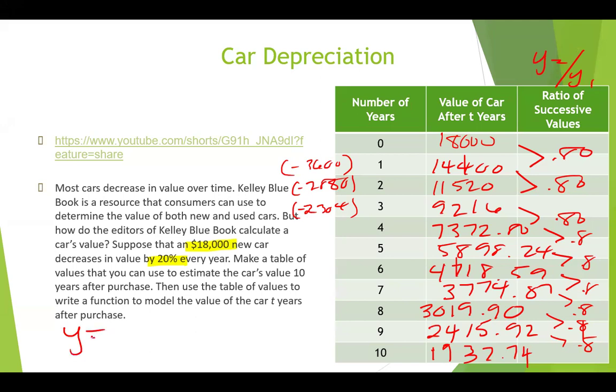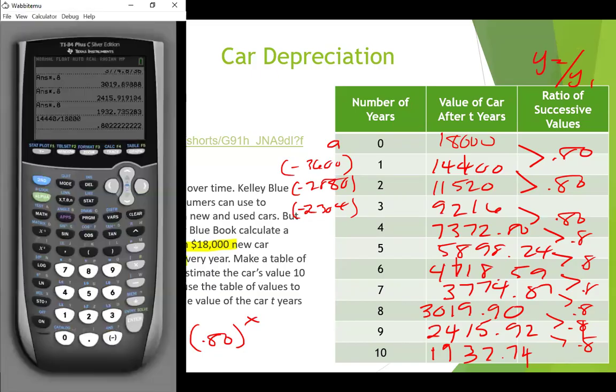So we can write an equation that represents this every single time. So our equation would be y equals, and remember, A is your initial value. What was our A? 18,000. Okay. Your B is your ratio of successive values. What is our ratio? 0.80. And that would be our equation that models this decay. So if I was to type this into the calculator, I can then see how long my car's value would last without having to keep repeatedly doing this.